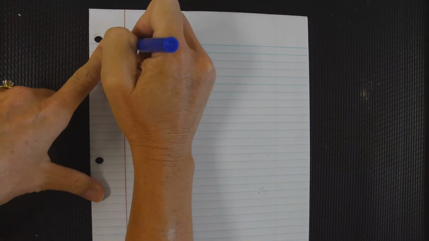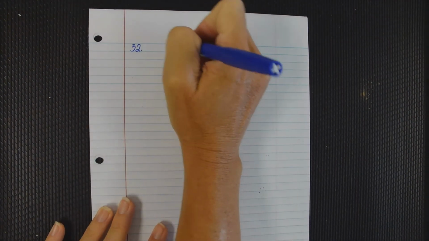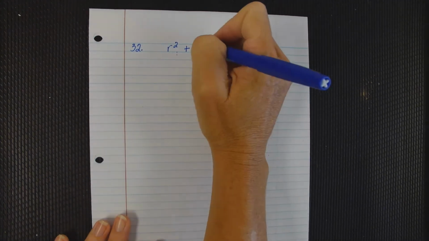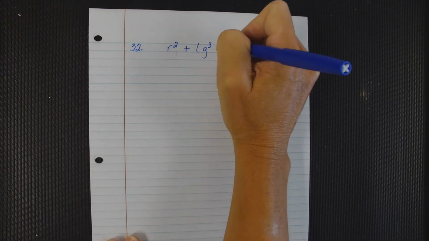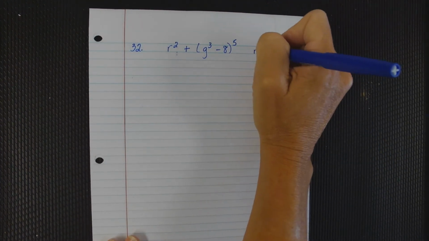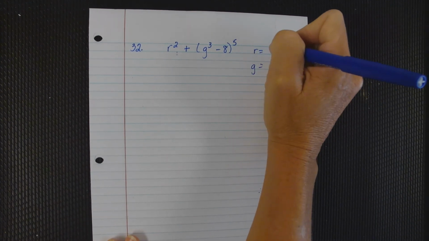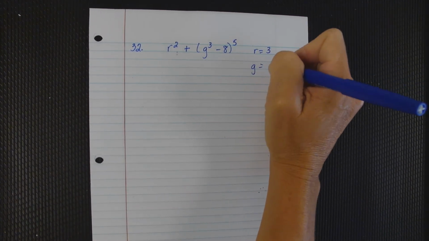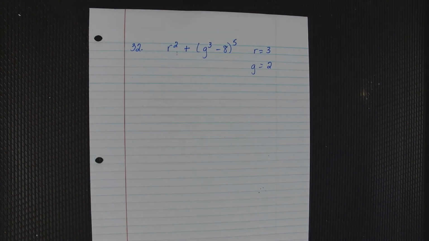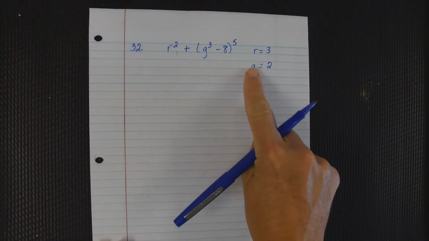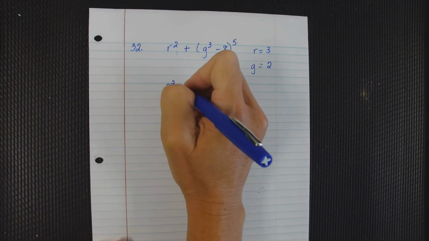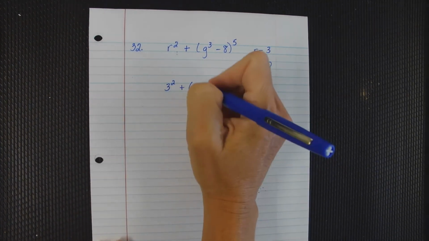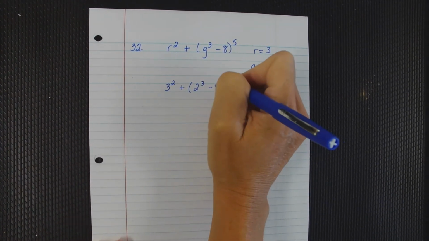All right, 32. R squared plus parentheses g to the third minus 8 to the 5th power. Okay, R is what? Y'all tell me what these are. R is 3, G is 2, and that's it, right? T is not in this problem. All right, so I'm going to rewrite it. R squared, 3 squared, plus G to the third, 2 to the third, minus 8 to the 5th power.